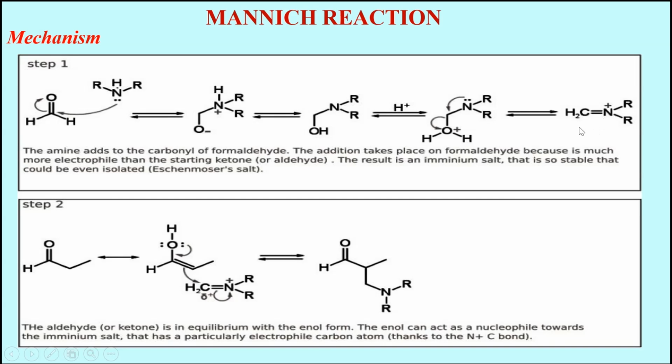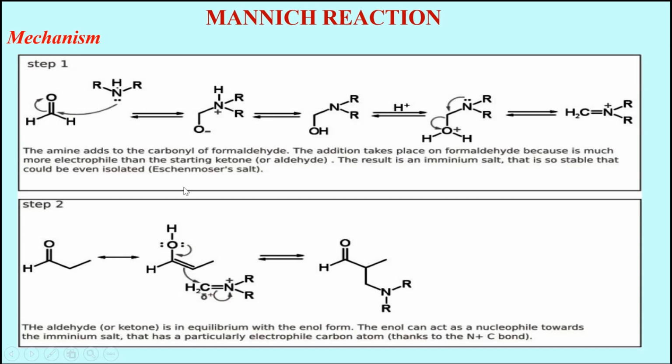Iminium salts which are formed are stable enough to be isolated. This iminium salt is also called as Eschenmoser salt. These Eschenmoser salts are isolated and characterized. And this Eschenmoser salt formed reacts with an enolizable aldehyde or a ketone. The ketone gets converted into enol form, and this enol form reacts with this Eschenmoser salt.